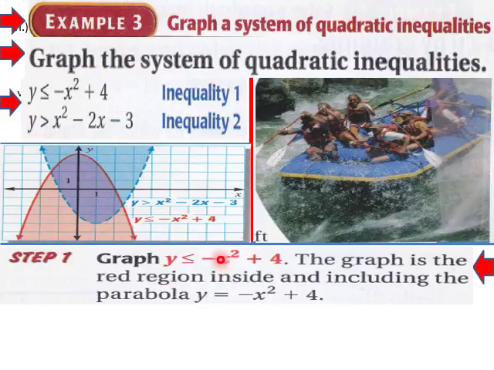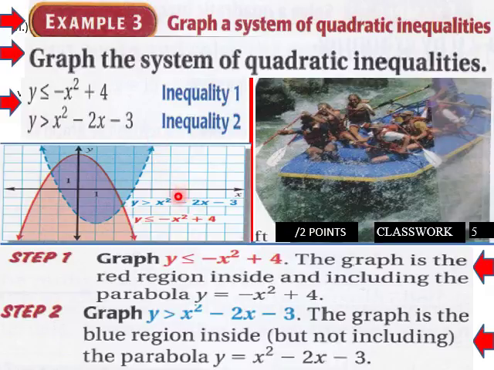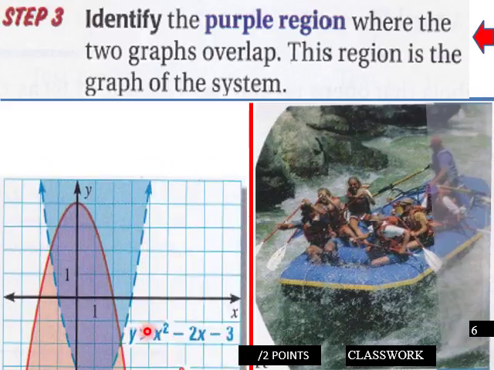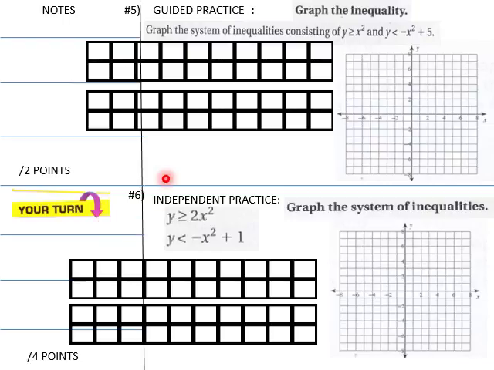Graph y is less than or equal to negative x squared plus 4. The graph is the red region. This down here, this is this graph here. And then the graph of y is greater than x squared minus 2x plus 3 is the blue region. So this is that region, and then where they intersect here is the complex solution for this system of quadratic inequalities. Okay, the purple region is where the two graphs overlap. This region is the graph of the system, and that is your solution.